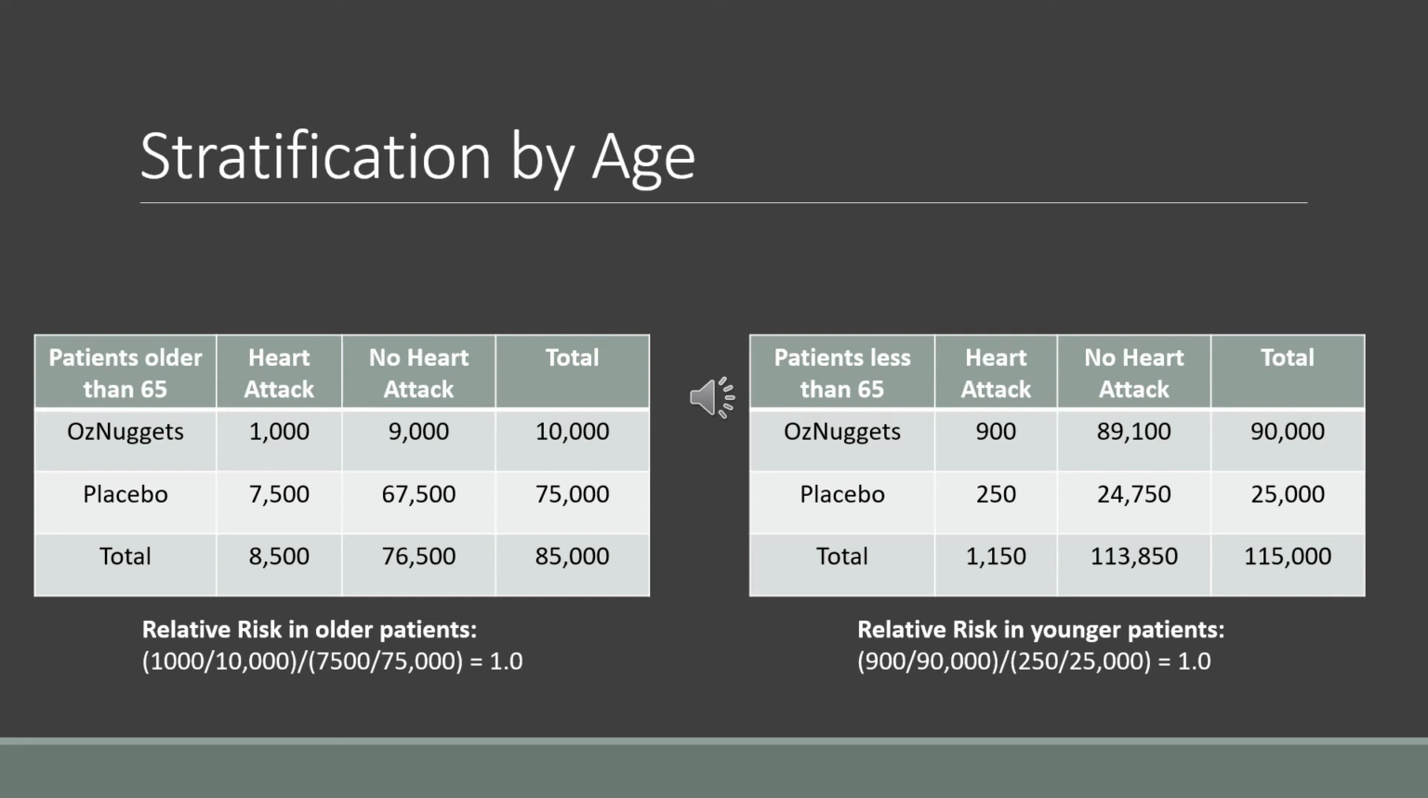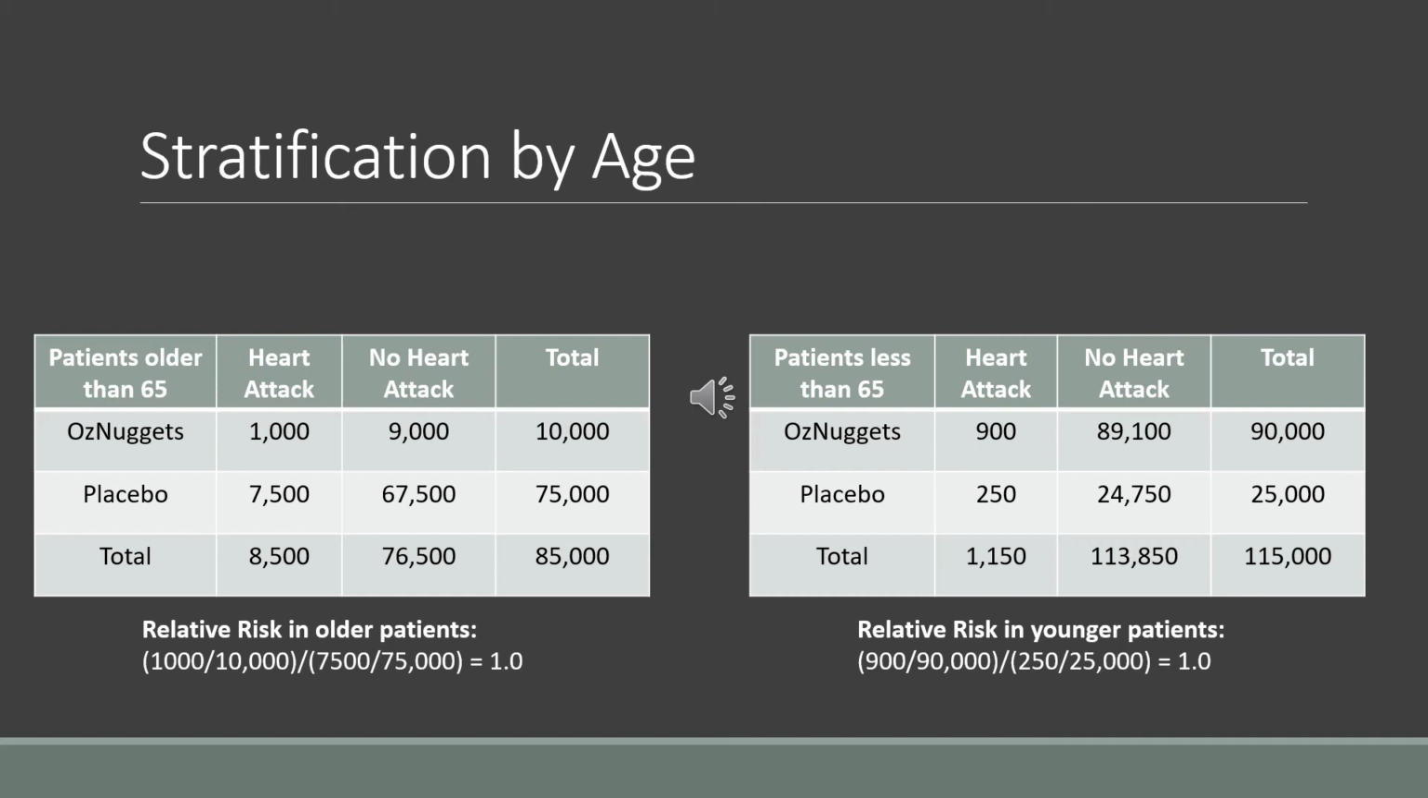So those were the primary results, but because we are suspicious that age is a confounding variable, because the groups were statistically different with regard to mean age in the study, we can stratify this. So we can look at elderly patients and non-elderly patients separately and look at the results of only those two groups. So on the left-hand side of the screen are patients who are older than 65. And as we can see, there were 75,000 patients who were elderly in the placebo group and only 10,000 in the Oz Nugget group. So it's clearly very different.